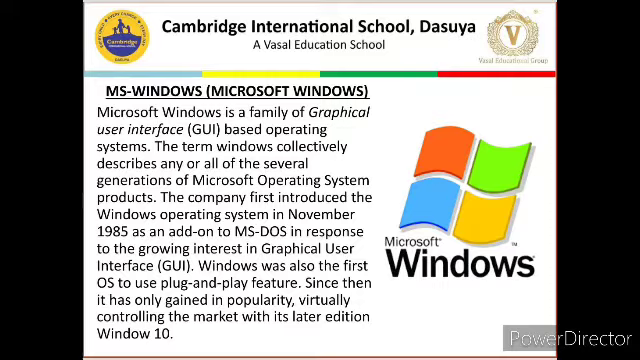A graphical user interface is one where we have icons, logos and predefined text. We need to simply click over them to make our work easier. Windows was also the first operating system to use the plug and play feature. Since then, it has only gained in popularity, virtually controlling the market with its later edition, Windows 10.